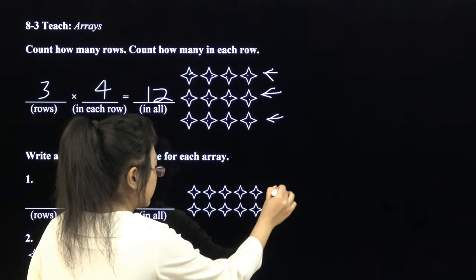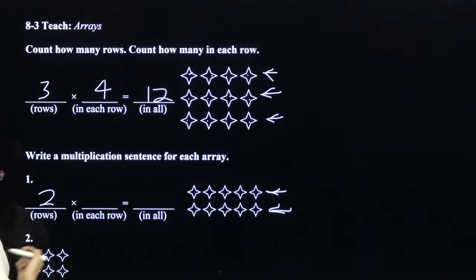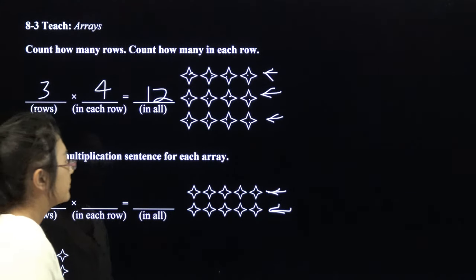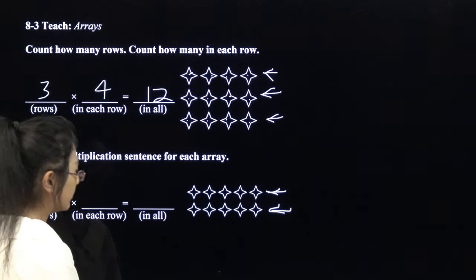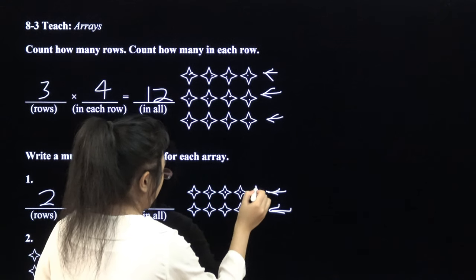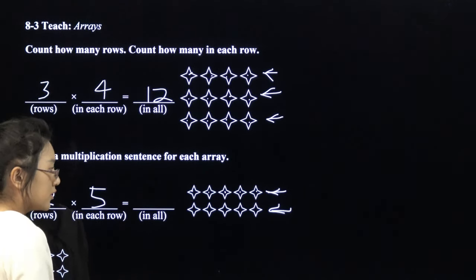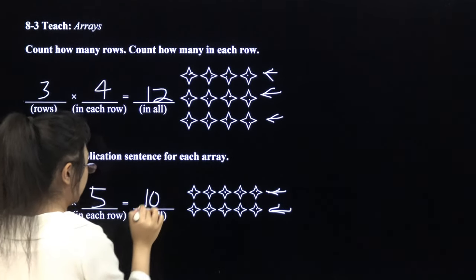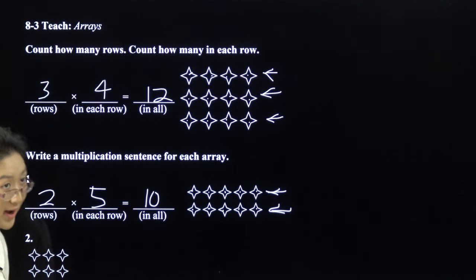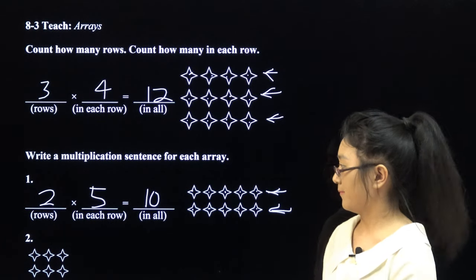Here we have 1, 2 rows, so we're going to write 2 in this line with rows and brackets under it. And how many stars are there in each row? 1, 2, 3, 4, 5 stars in each row. And how many are there in all? So that's 5, 6, 7, 8, 9, 10. There's 10 in all. From this array, we get the multiplication sentence 2 times 5 equals 10.